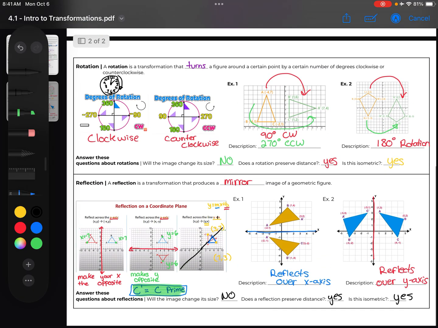So pause this video at any time. Here are the notes. This is the front page. Here's the back page. Make sure you have these and use this to study.